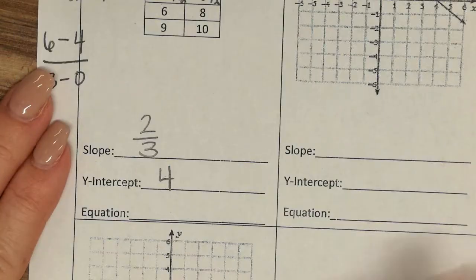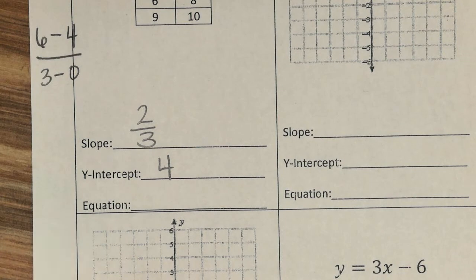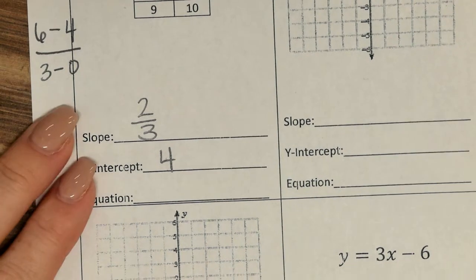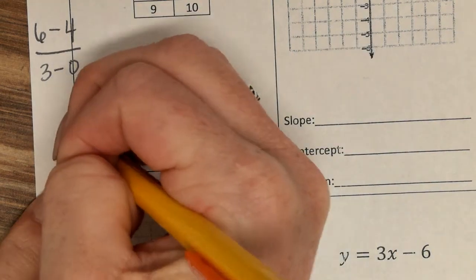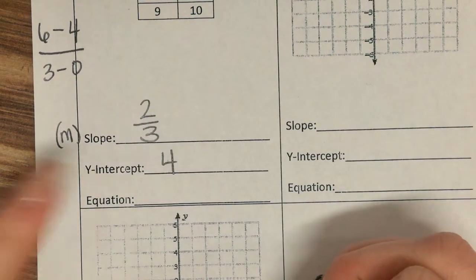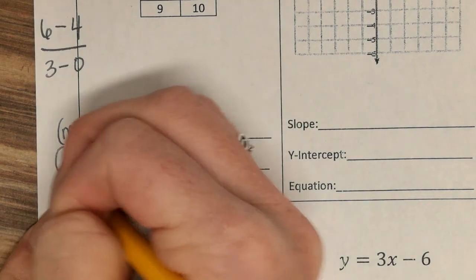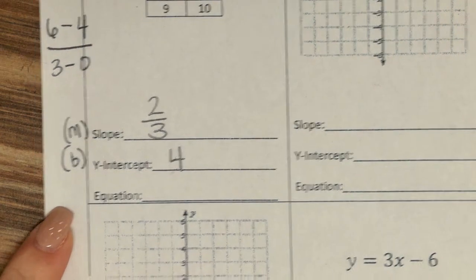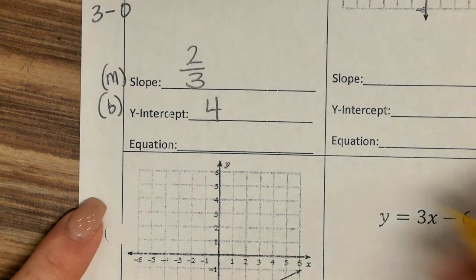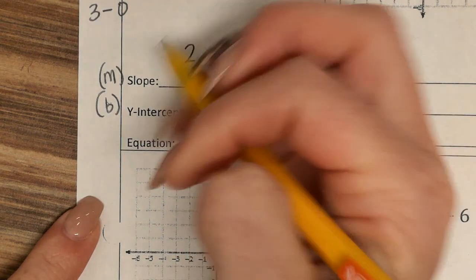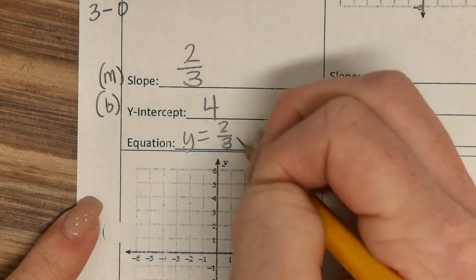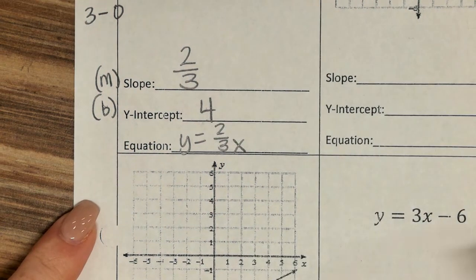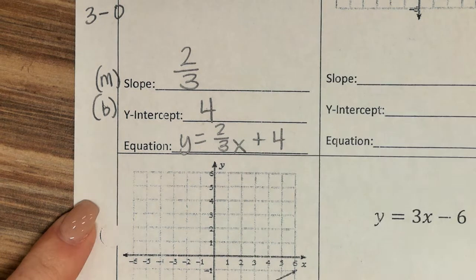All right, so if you want to write an equation, I need all eyes on the board. Remember that an equation is in y equals mx plus b. Your slope is your m, your y-intercept is your b. So to write this equation, I would write y equals, and instead of m, I would write 2/3 times x, and then plus my b.